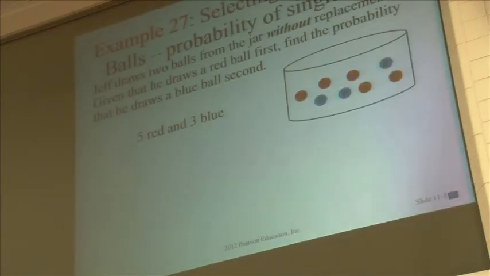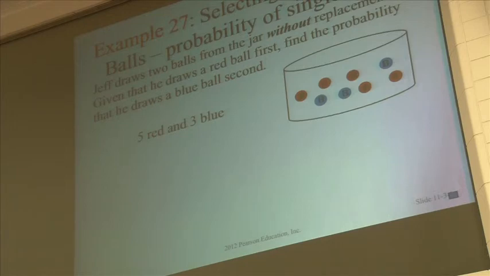There we go. Okay. 4 jars of balls. Oh my goodness. Okay. Jeff is drawing 2 balls from the jar without replacement. Well, let's consider something for a second. We're still talking about probability, so we still have to figure out our sample space. The key words here are without replacement.